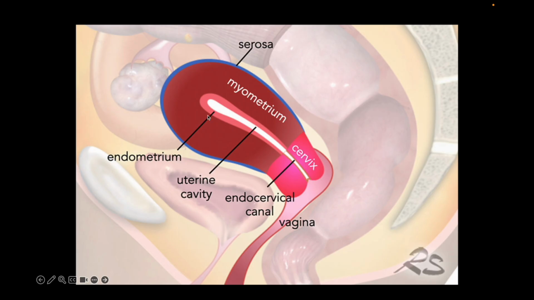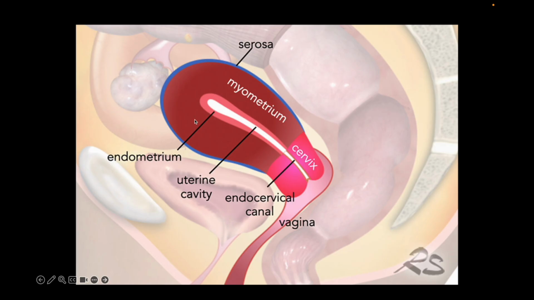The female pelvic structures, we've sort of gone through this, but you've got the vagina, you've got the cervix, you've got the endocervical canal, you've got the uterine cavity, which is the extension of all this. Then you've got the endometrium, you've got the myometrium, and then you've got the serosa.